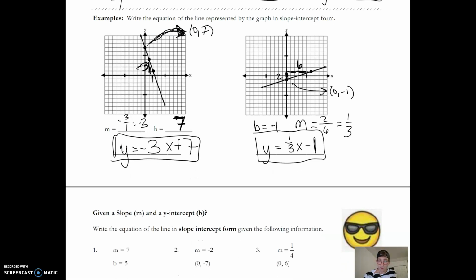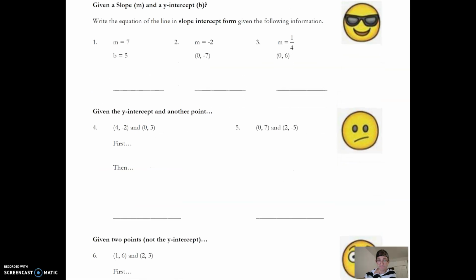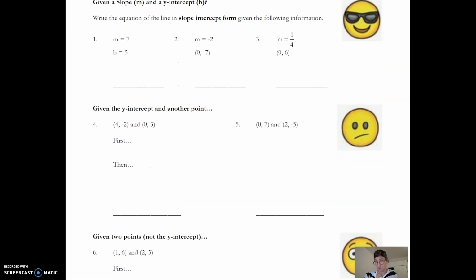Alright, we got a couple more ways. We're flipping over to the back side. A couple more problems. Then you'll have plenty of time to work on your homework, and also make sure you get the homework from last night done as well.